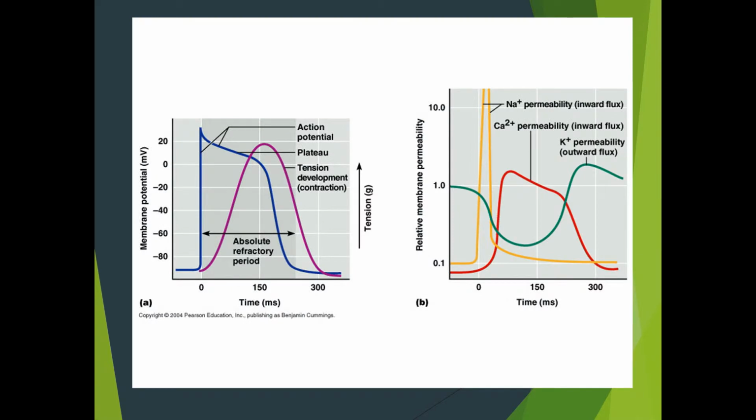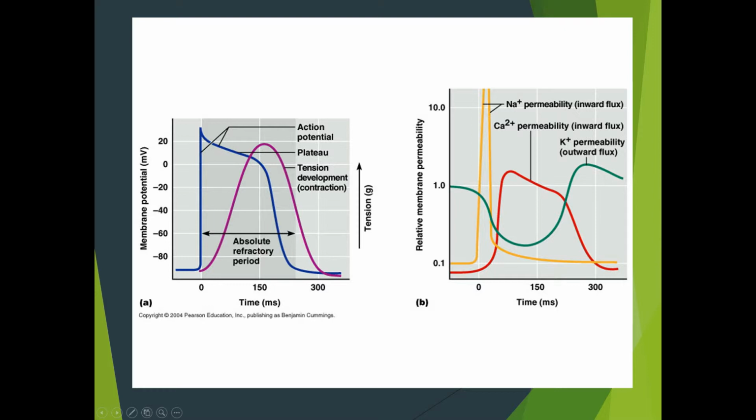So if we take a look at this graph, this shows a graph of the cardiac muscle cell action potential. If you look over here in the graph on the left-hand side, you can see the cardiac muscle cells at their resting membrane potential down here around minus 90 millivolts, and then at time 0, we get this rapid depolarization up to almost about plus 30, and then we see some repolarization, and then we have this plateau, and then we see some more repolarization.